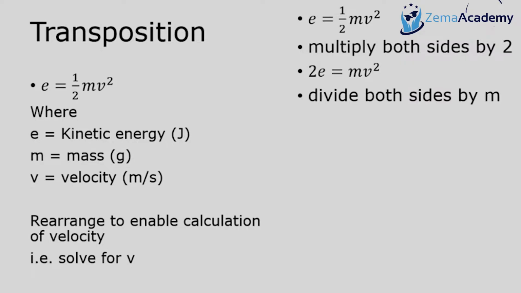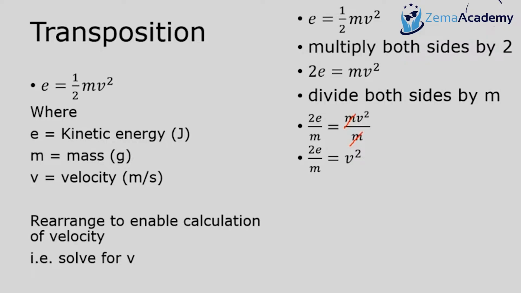I'm then going to divide both sides by that little m, because I know I want the v to be as lonely as possible, so I can work with it and get v by itself in the end. So I get 2E over m on the left and mv squared over m on the right. Those m's cancel, and we end up with 2E over m equals v squared.